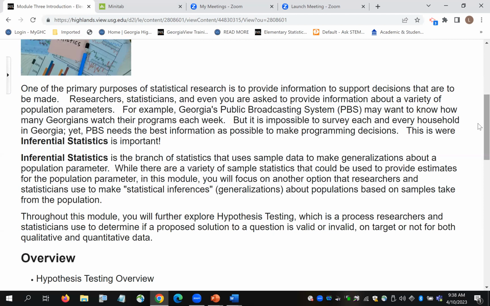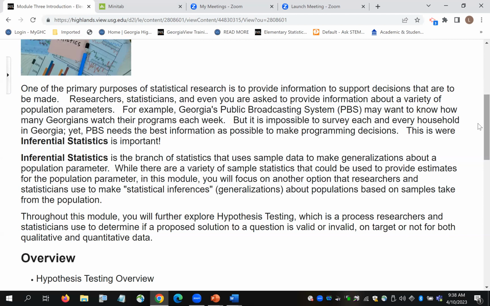The example that I give here is Georgia's public broadcasting system, PBS, may want to know how many Georgians watch their programs each week. But we've talked about how it would be impossible to survey each and every household that watches PBS, or each and every household in the state of Georgia, because it would be expensive, it would be time consuming, and we probably still wouldn't get every household.